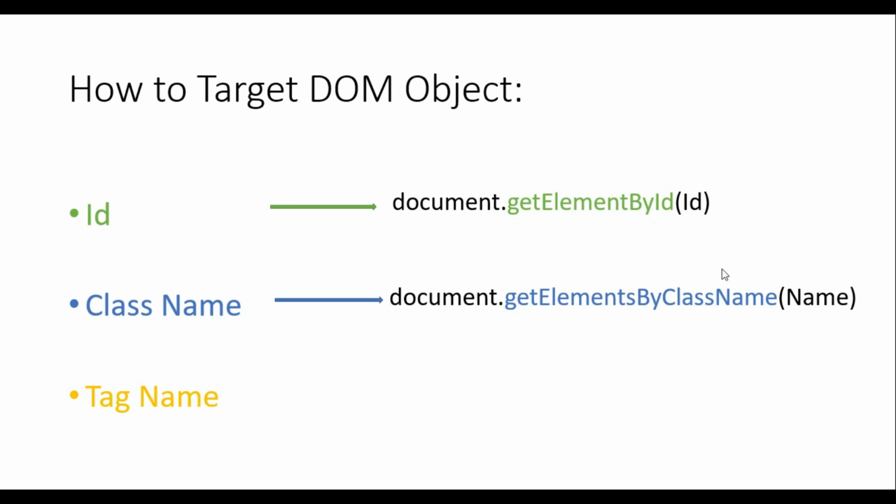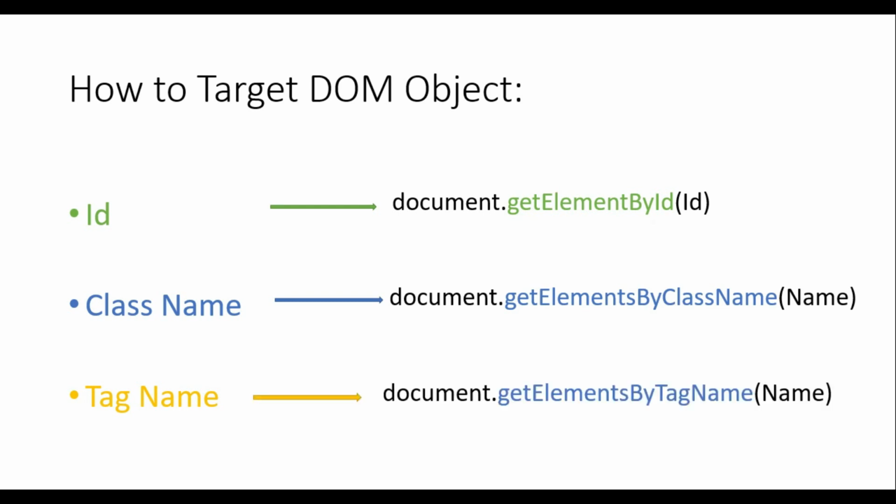After that we are going to specify the name of the class that we are going to get the value from. Next we have the tag name, which works like the class name. We say document, which is the object, and use the method of that object, which is getElementsByTagName, and we specify the name of the tag inside the opening and closing parentheses. In HTML we have a lot of other methods, but these are the most important methods for targeting the object.